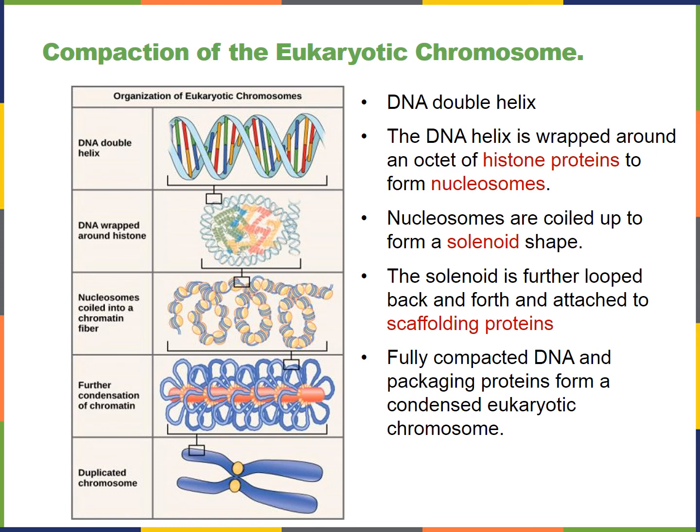So the DNA double helix is wrapped around an octet of histone proteins to form what is known as nucleosomes. The nucleosomes are then coiled up to form a solenoid shape. The solenoid is further looped back and forth and attached to scaffolding proteins. And then the fully compacted DNA and packaging proteins form a condensed eukaryotic chromosome.